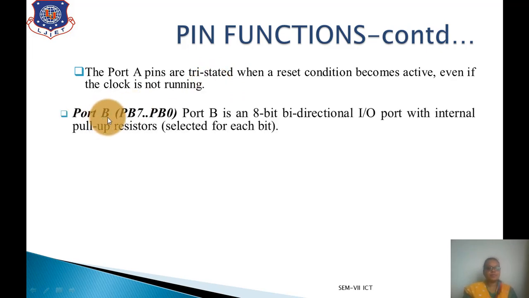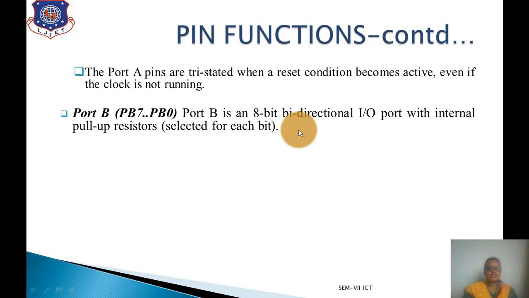Then going with port B. Similar to port A, port B also works as an input output port, and it will also have alternate functions. The alternate functions we will see in the last slide. Port B is an 8-bit bidirectional IO port with internal pull-up resistor selected for each bit. So similar to port A, port B is also an 8-bit bidirectional input output port, so it will work as input as well as output for a particular bit.